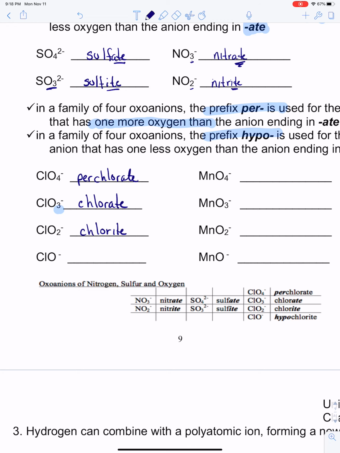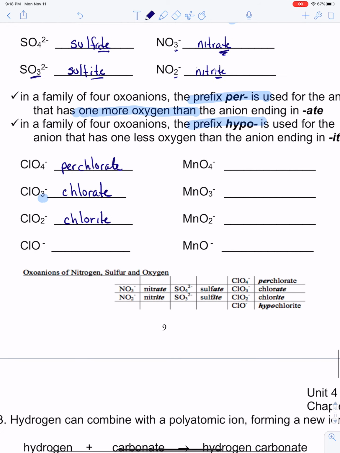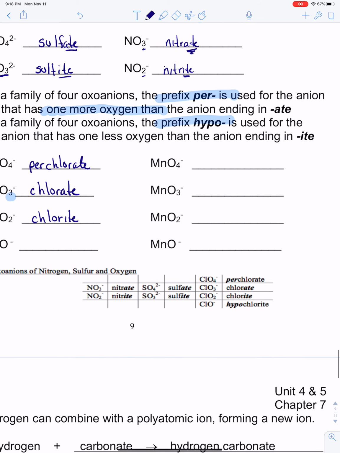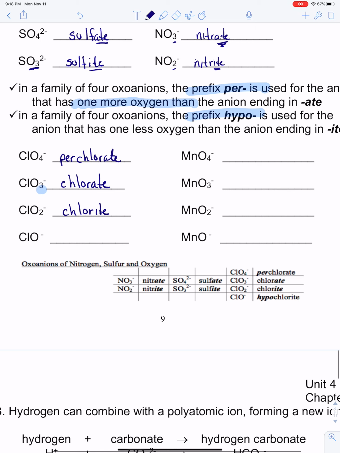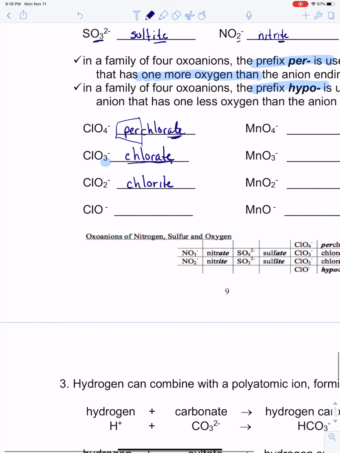It has 1 more oxygen. So we just use chlorate and we tack on a prefix. We don't change the ending at all. We're only taking chlorate, and it's still chlorate, but we're just going to tack on this PER to make it perchlorate.